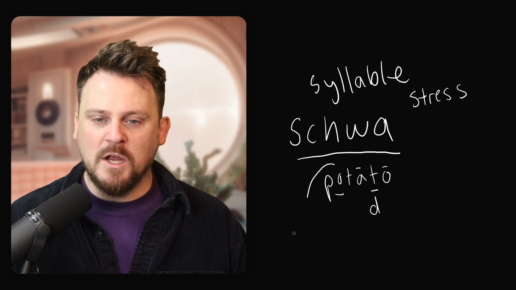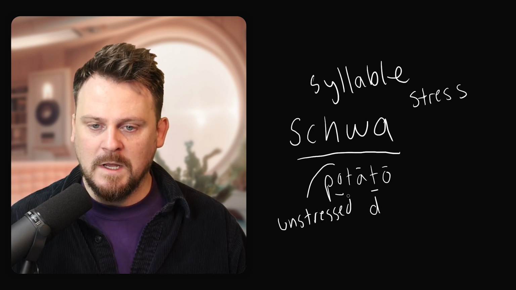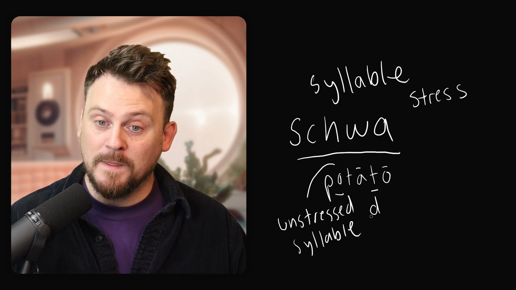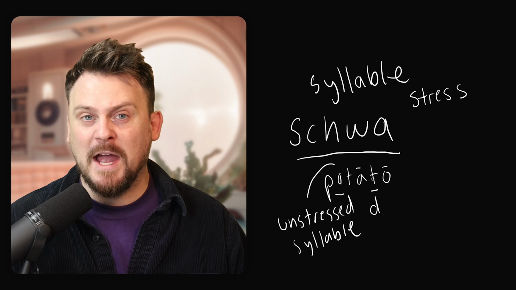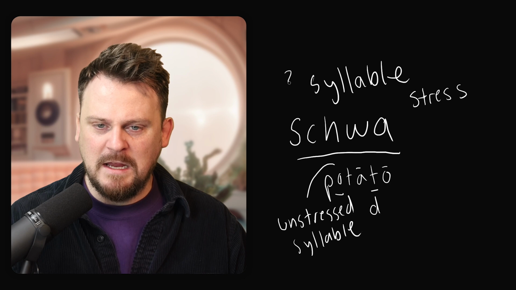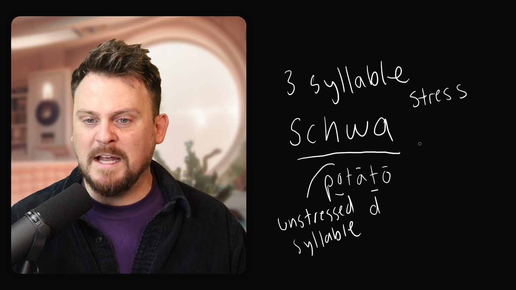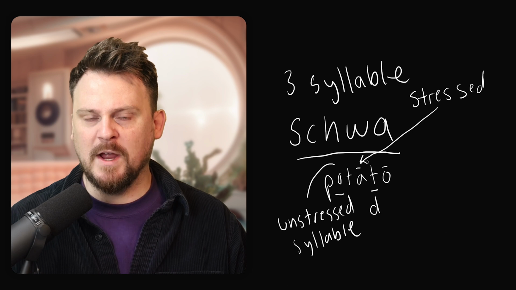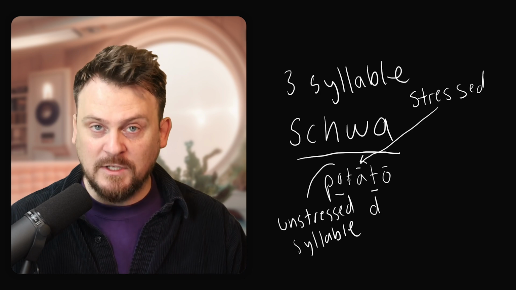It is in what we could call an unstressed syllable. So what's the stressed syllable? Well, this one is the stressed syllable, the second syllable. How many syllables does this word have? Potato. 3 syllables. It is a 3-syllable word. And the second one is stressed. The second syllable, te, is stressed. The first one is totally unstressed. And so it has the schwa sound.